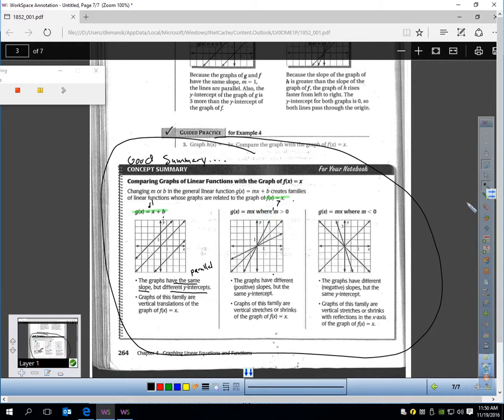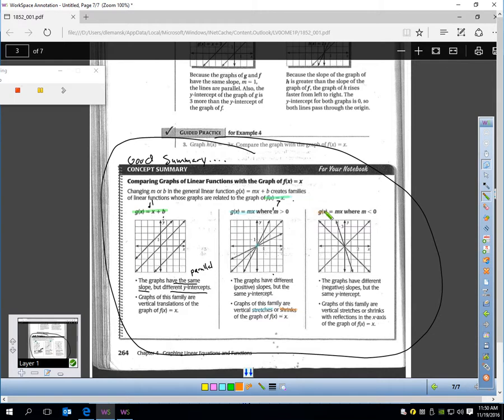Now here's scenario number 2 that could pop up. Take my highlighter, pick a different color. You could be comparing something like this to the parent function. Now you notice here, you have a different slope, but the y-intercepts are both 0. In that case, you'll have two lines crossing through the origin, but you'll notice they'll be at different angles. They'll have different slopes, but the same y-intercept. And here's those terms. When the graph is steeper, we use the word stretch for that. But if you have a graph that actually has a lower slope than the parent function, there's a term for that. It's shrink.